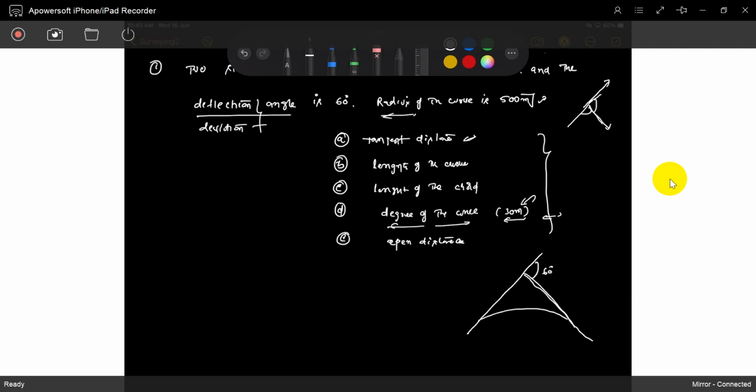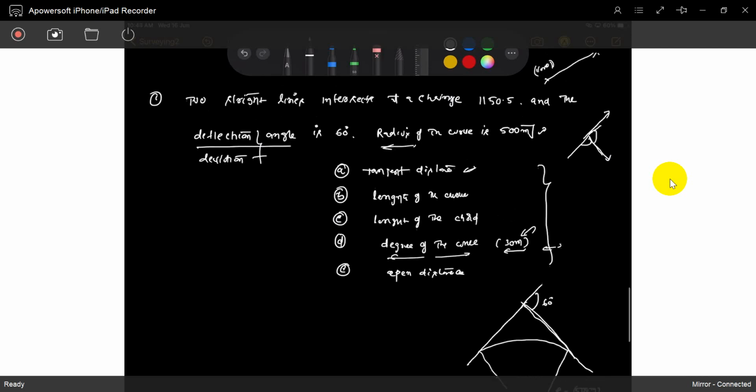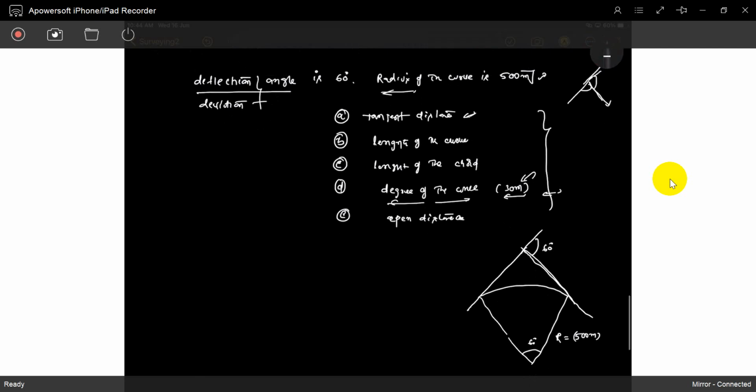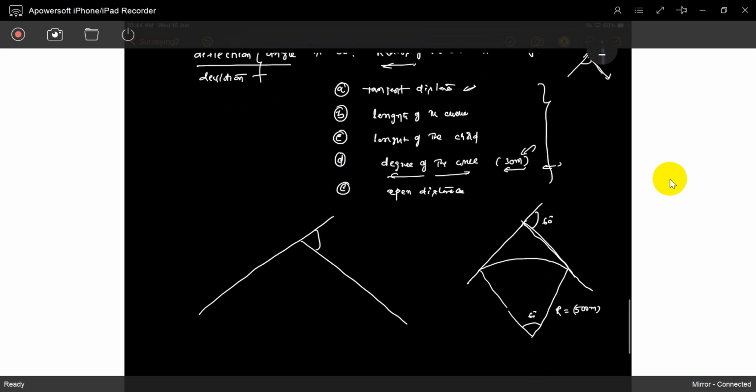This is a curve. This is R, which is 500. This angle is also 60. So this is a point. What is the point? He said that. So I will draw an arc. This is 60.